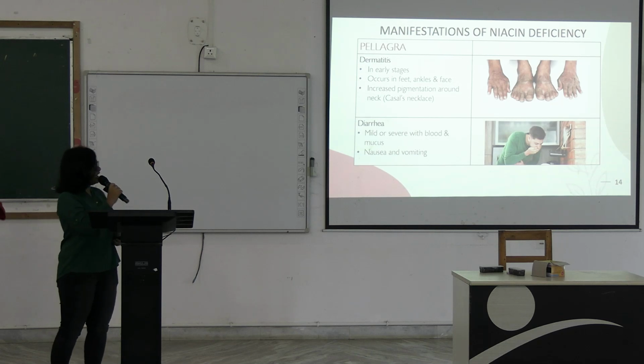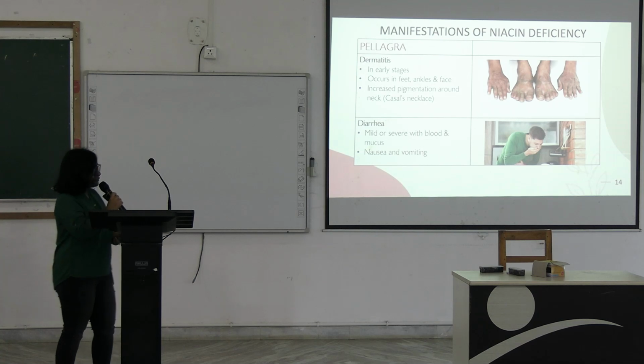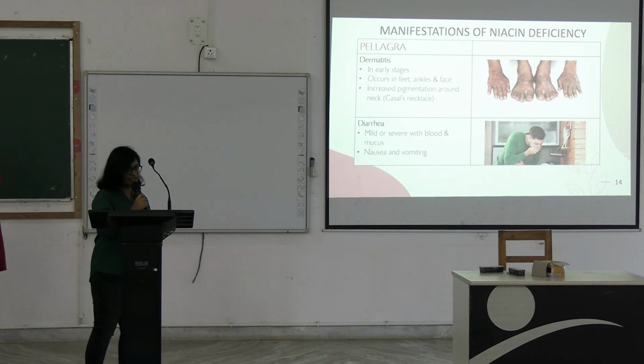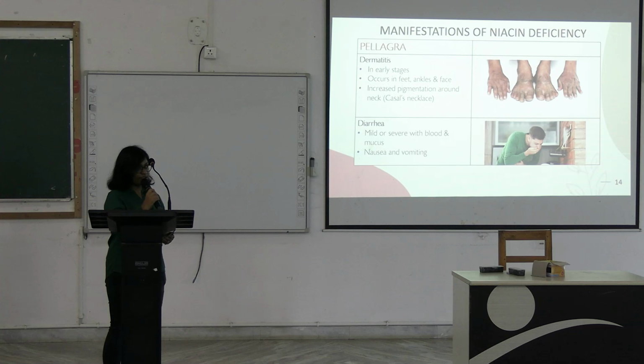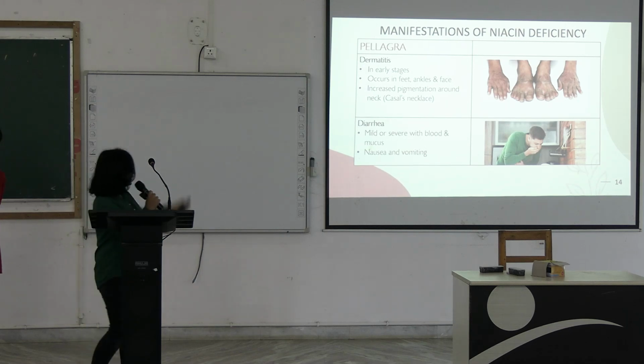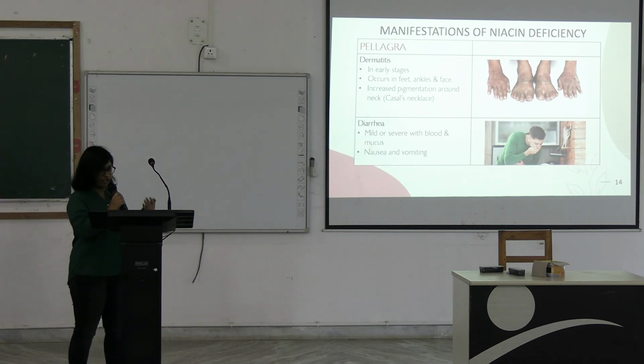Now, talking about the manifestations of niacin deficiency, the first major one being pellagra. Pellagra is an Italian word which means rough skin. Pellagra is mostly seen in women. Now the question arises why? This is because tryptophan metabolism is inhibited by estrogen metabolites. The symptoms of pellagra can be described by 4 Ds. The first D stands for dermatitis. It occurs in the early stages. What happens here? There is bright red erythema all over the body, especially in the feet, ankle and the face. Increased pigmentation around the neck is called Casal's necklace.